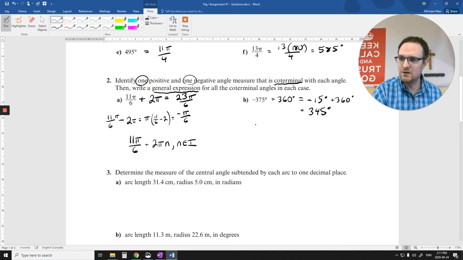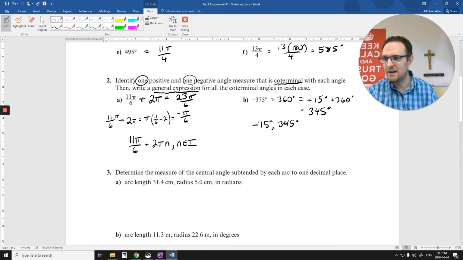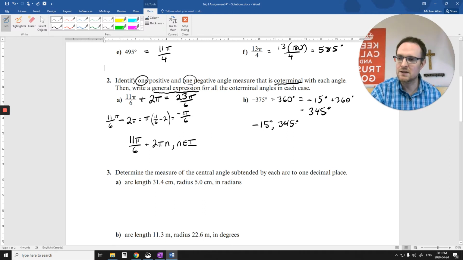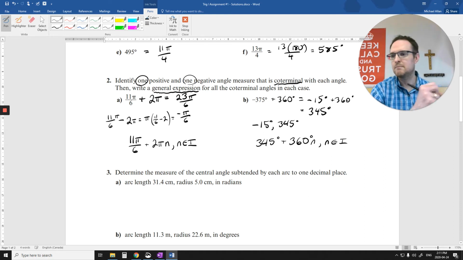So my two angles, I got negative 15 degrees and 345 degrees. If you want, you can go even further back in the negatives. You subtract 360 from that and get another angle. So my first positive coterminal angle, the principal one right here, if I'm going to write my general expression, I'm going to use that one. And then I'm going to add 360n, n is an integer. Perfect. So these are the two things we're looking for. We're looking for these two answers, and we're looking for this one here.